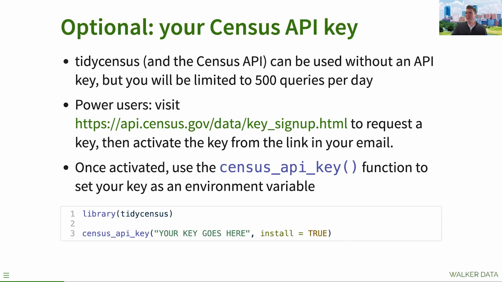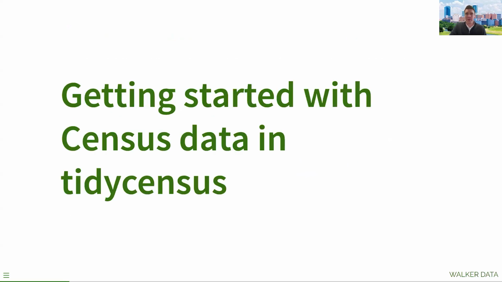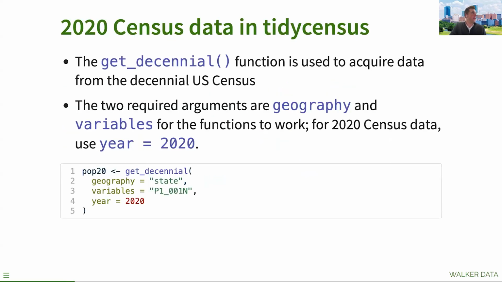So you may say 500 times a day, that sounds like a lot. I would never do that. You'd be surprised. Power users are frequently going well above that 500 query limit. And so you'll probably want to get a key. Follow the instructions here to grab one, and then you can set it in your session with the Census API key function. All right, let's go ahead and get started.